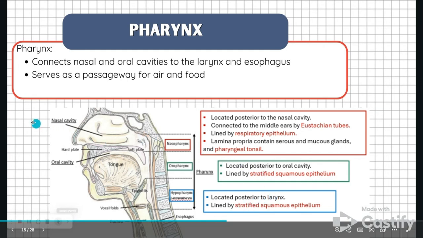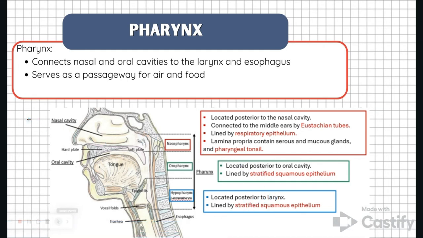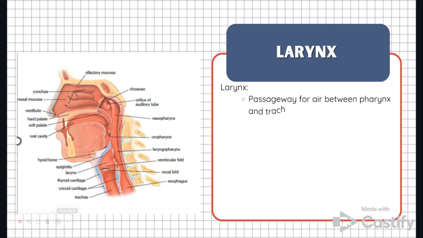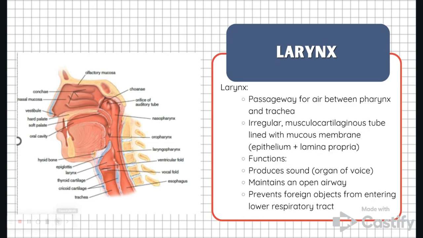Okay, I don't think there's really much to talk about here, except just know the divisions of the pharynx, and that the pharynx connects the oral cavity to the larynx and the esophagus, and it serves as a passageway for both air and food. Okay, so now we're going to be talking about the larynx.